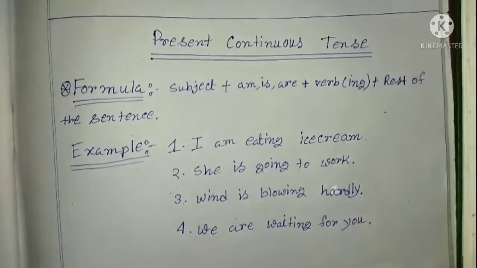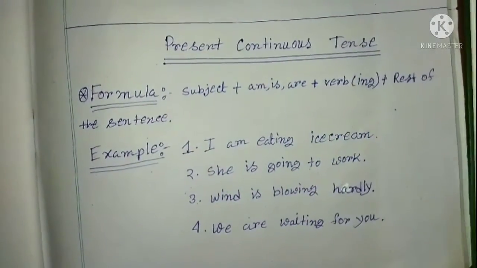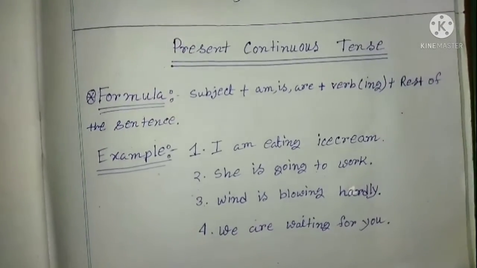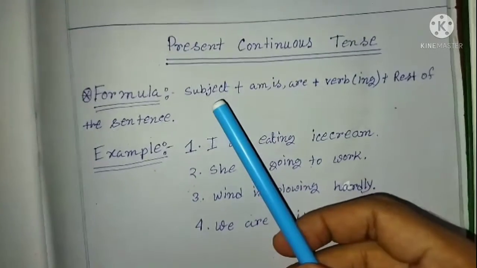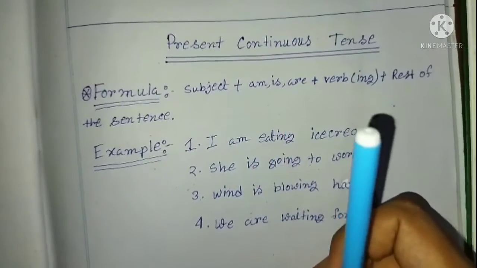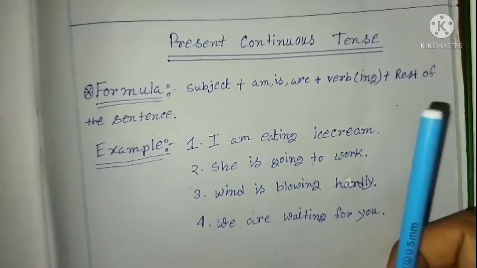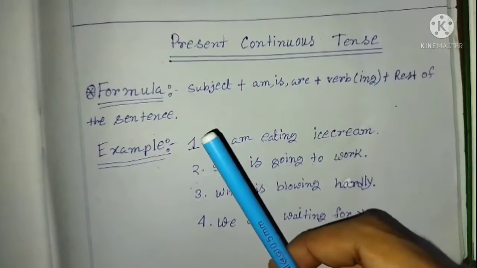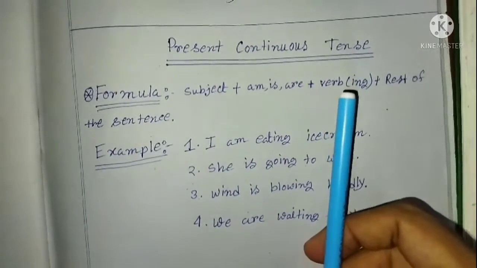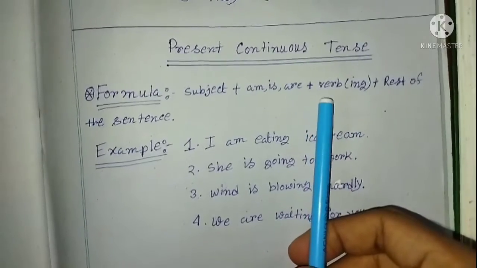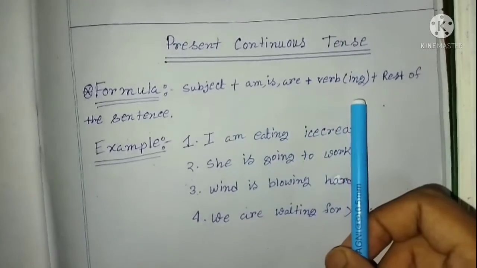Now look at this chart. This present continuous tense has a specific formula. That is, at first the subject, and regarding the subject you have to use am, is, or are and write it down beside the subject, and next it's mandatory to attach ing to the main verb, and then the rest of the sentence. That's the main formula. Got it?